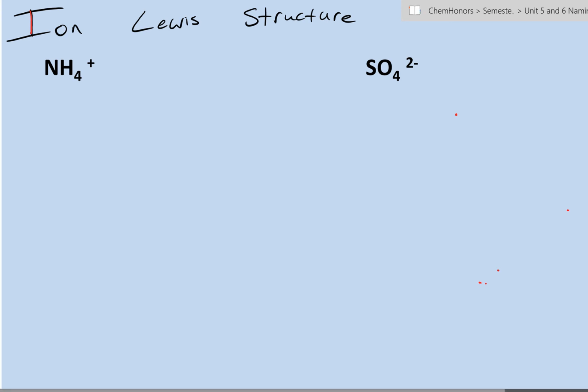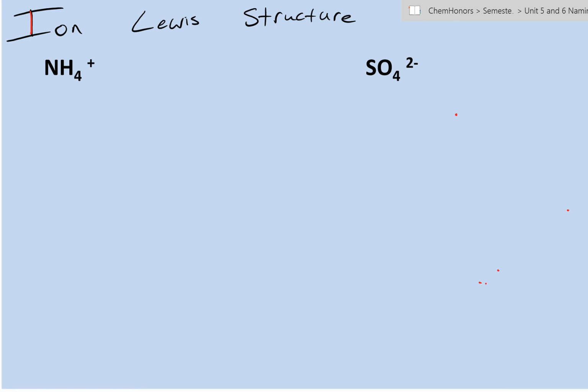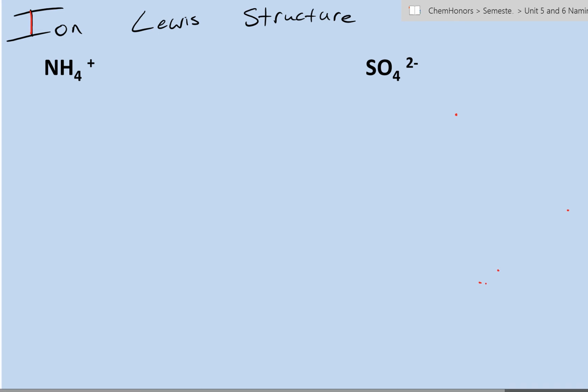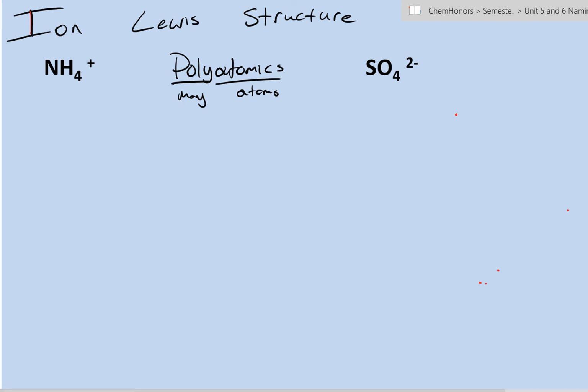All right, so ion Lewis structures are just the same thing we've been doing with covalent compounds, just we need to figure out how to draw the Lewis structures for ions. And we're using specifically polyatomics here. Poly means many, and atomics means we're talking about atoms. So a polyatomic ion means many atoms together with a charge.